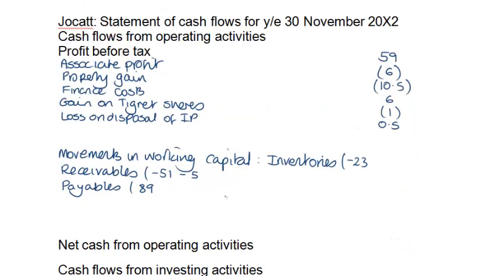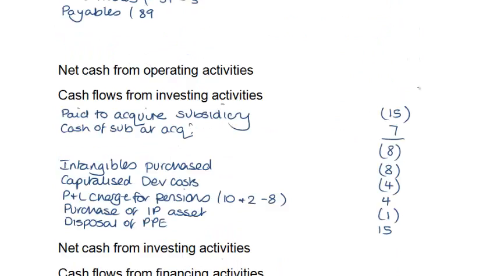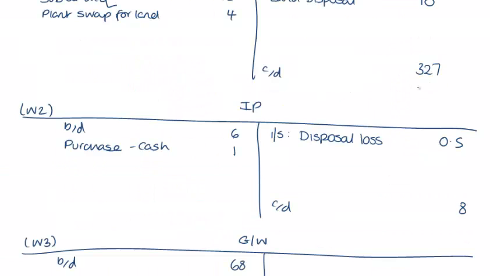Now that gain is included as part of our property gain of 10.5. Now this is where it gets really sneaky. If I've got total gains of 10.5 and 9 of the gains relate to PPE, the other gain must relate to our investment property. And that's really nasty.